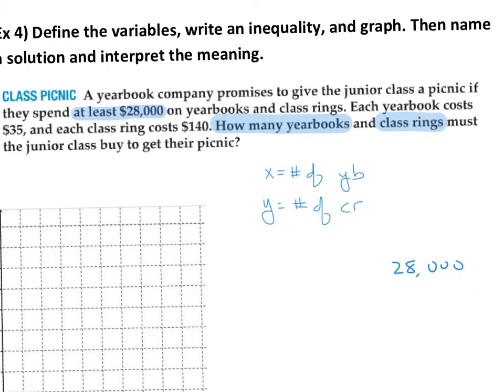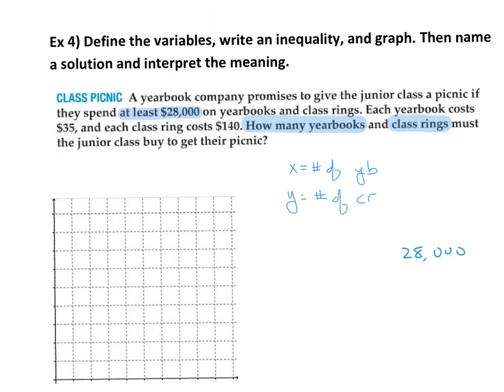Now, what do we know about yearbooks and class rings? Well, we know that yearbooks, if I look here, cost $35. So I'm going to put 35x plus, all right, now do your class rings. Class rings are 140y.